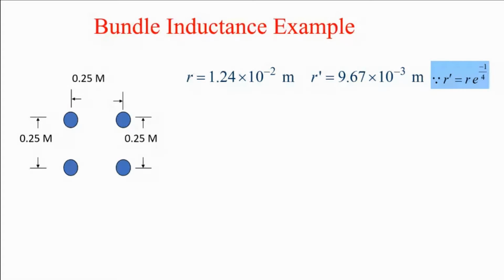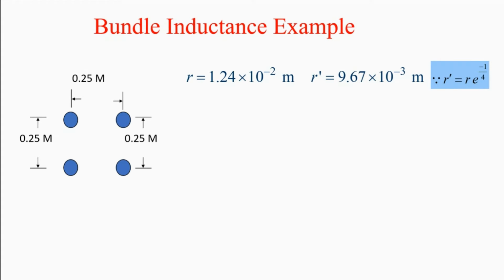Now R is as before, 2.4 centimeter. I convert it to meter. Always remember the units. The unit will make a mess in solving the question. So if I multiply this by e to the minus 1 over 4, I will get R dash. This is the first thing, R dash.